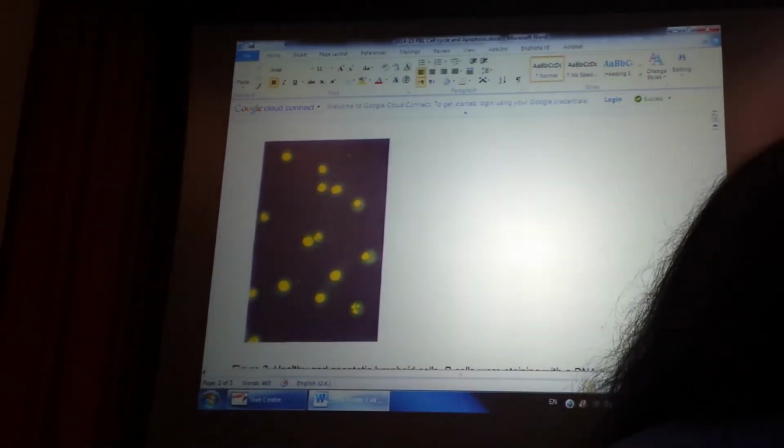Indicate which cells display features of an apoptotic cell. What feature or characteristic of apoptosis are the apoptotic cells displaying? So what we're looking at is staining of the DNA in the nuclei of a lymphoid cell. So, is this an apoptotic cell? Why?